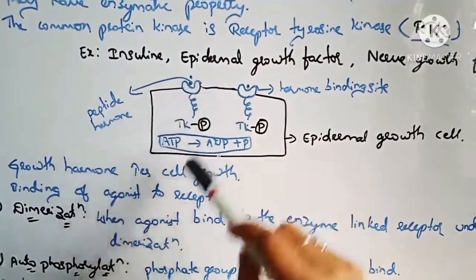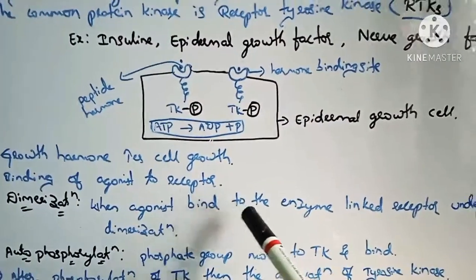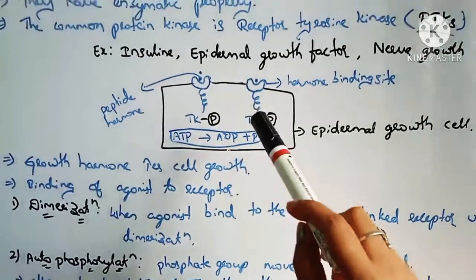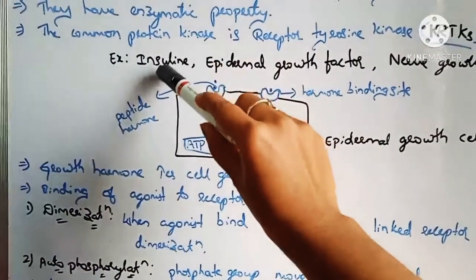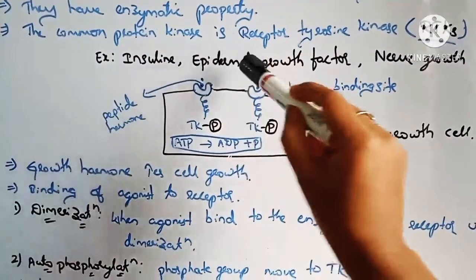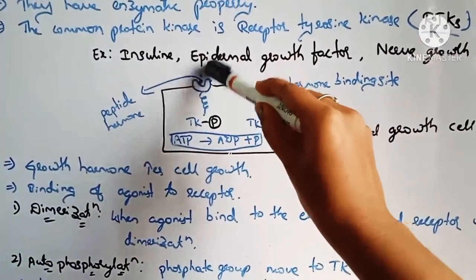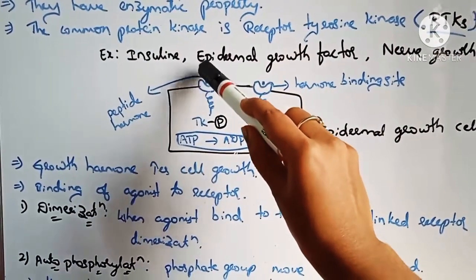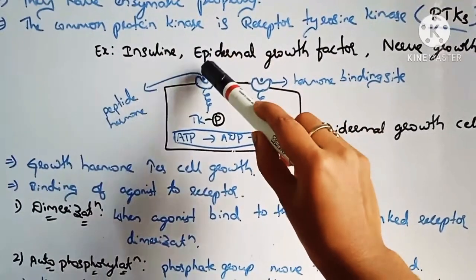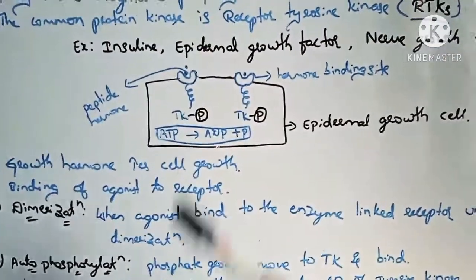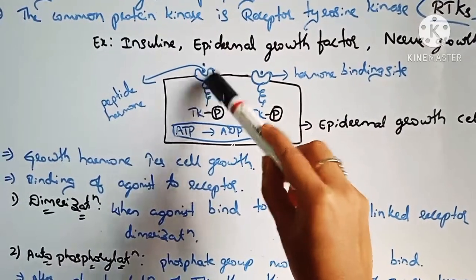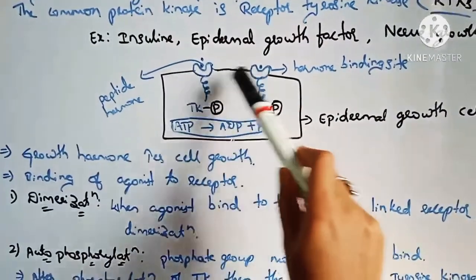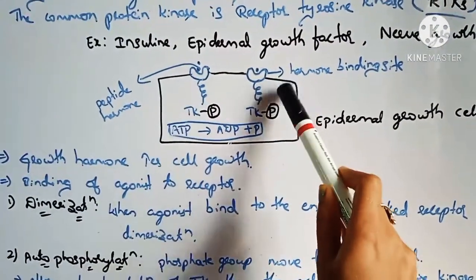When the agonist binds, the enzyme linked receptor undergoes a dimerization process. A peptide hormone, like insulin or epidermal growth factor, is the agonist. When the agonist binds to the hormone binding site, this is the hormone binding site, the enzyme linked receptor undergoes dimerization, meaning it undergoes two phosphate tyrosine kinase phosphate groups.